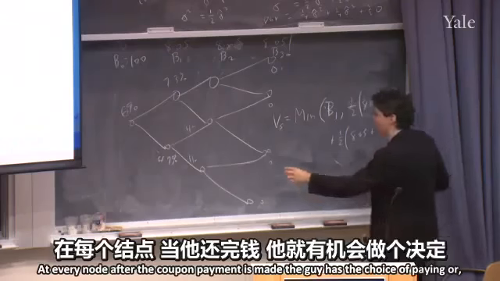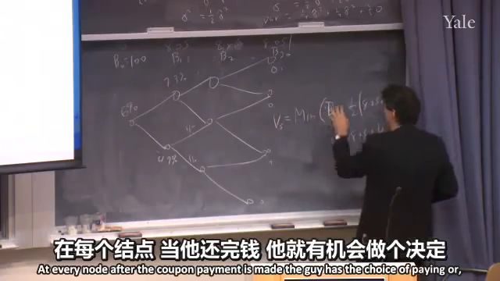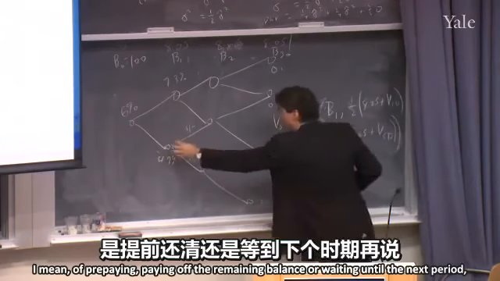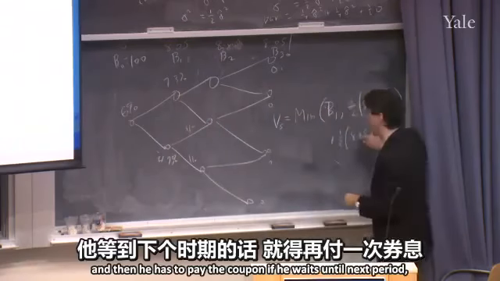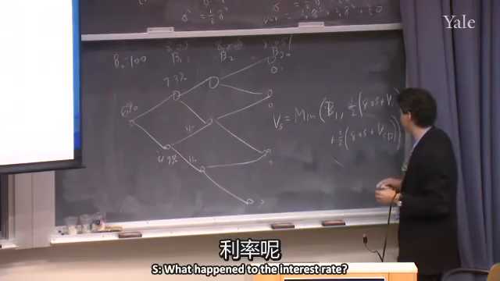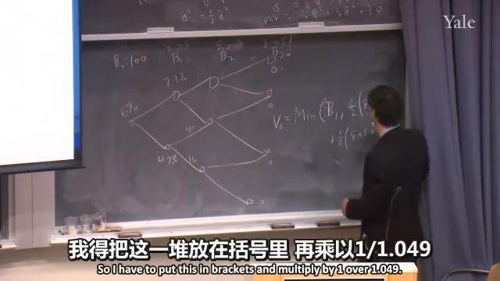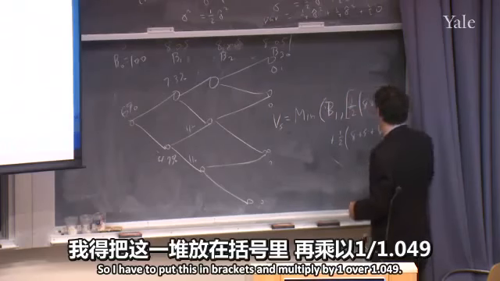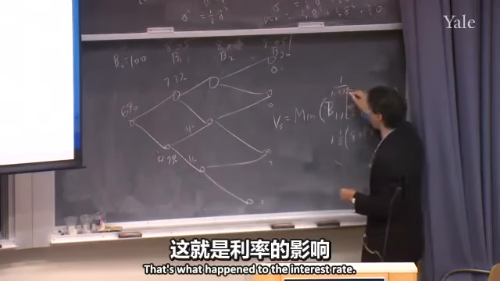So that's it. It couldn't be simpler. At every node, after the coupon payment is made, the guy has the choice of prepaying, paying off the remaining balance, or waiting till the next period, and then he has to pay the coupon if he waits. And what happened to the interest rate? Well, I forgot it. Thank you. So I have to put this in brackets and multiply by 1 over 1.049. That's what happened to the interest rate.